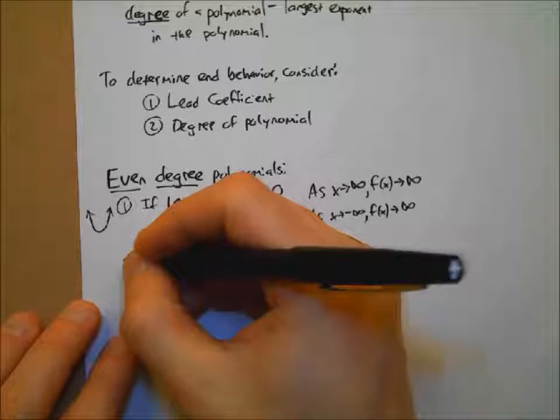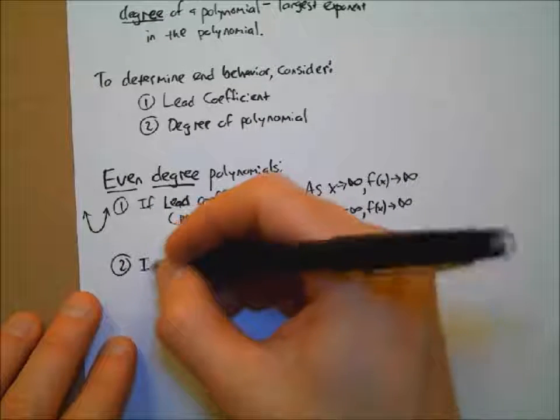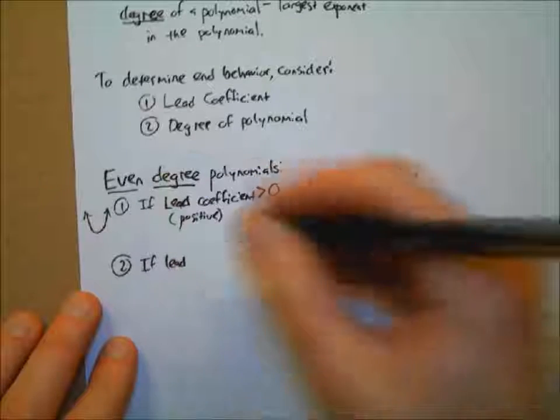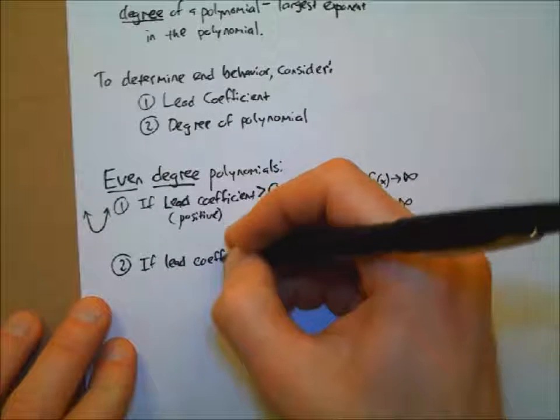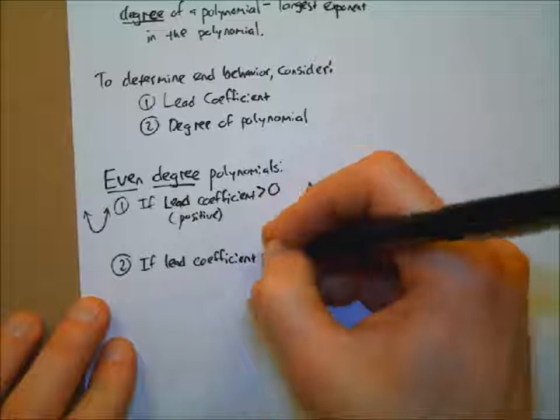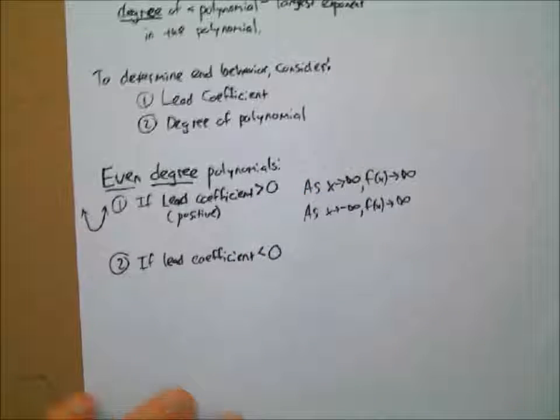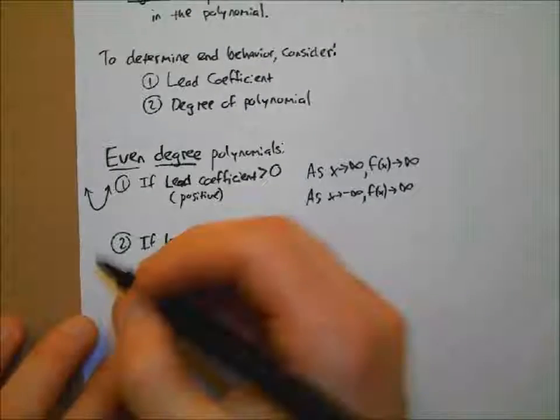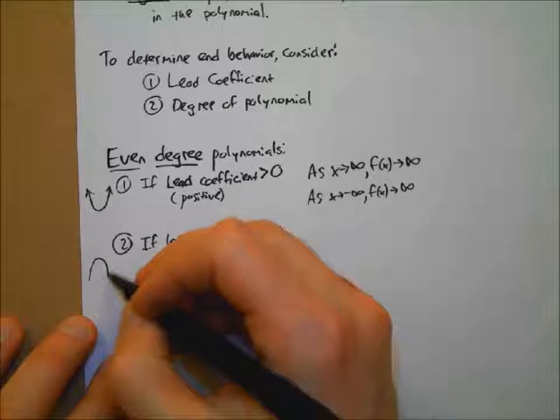Two. Let's now change it. We'll still be even degree, but if the lead coefficient is less than 0, that's going to reflect the graph, so now it's going to go downwards.